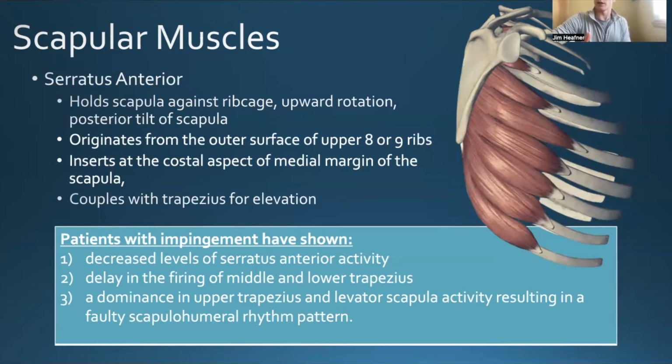And that matches what we're talking about, these dynamic force couples that need to work together. If your serratus can't help set the position, then your middle and lower trap can't be as effective in stabilizing the position either.